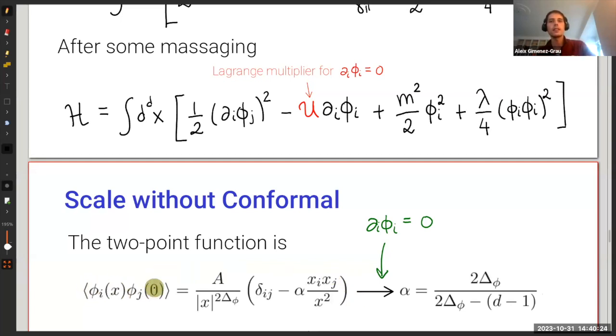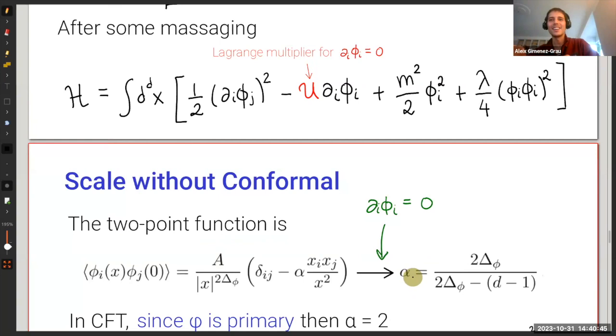However, I was just saying that at the fixed point we are studying, phi has to be conserved. The divergence of phi has to be 0. So in fact, if you take this ansatz and you impose this constraint, it turns out that alpha has to be fixed. Alpha in particular takes this value here. And now you are almost done.